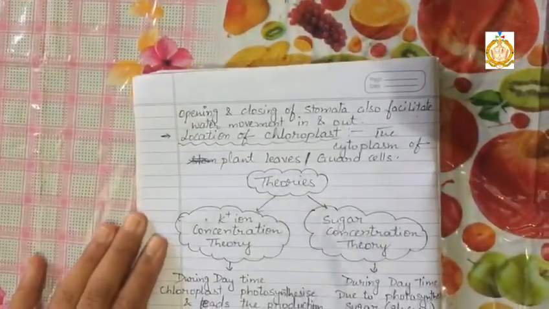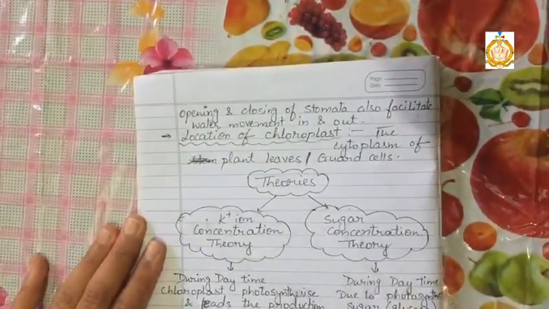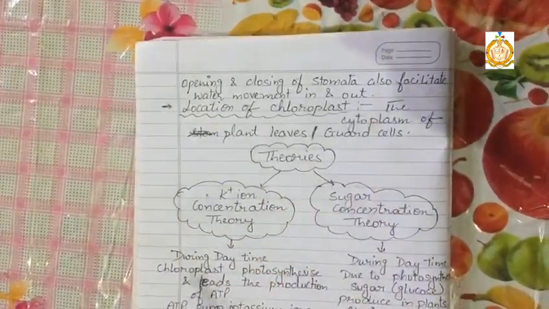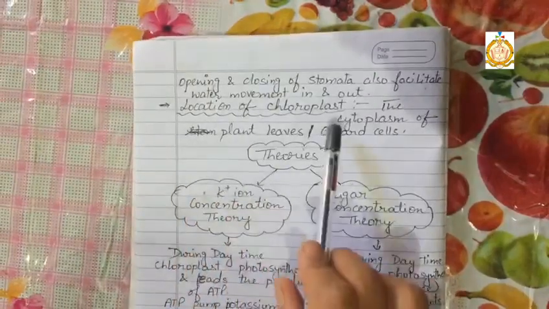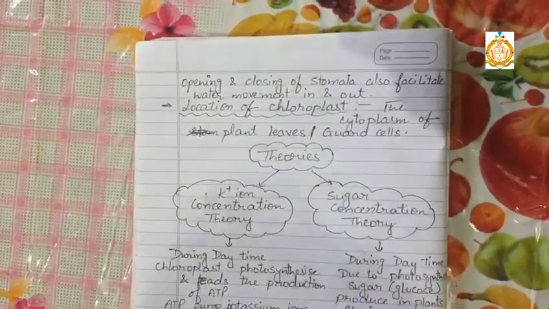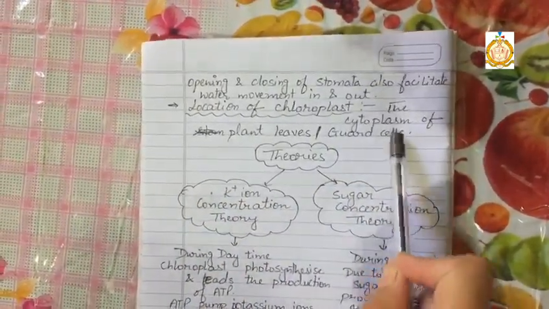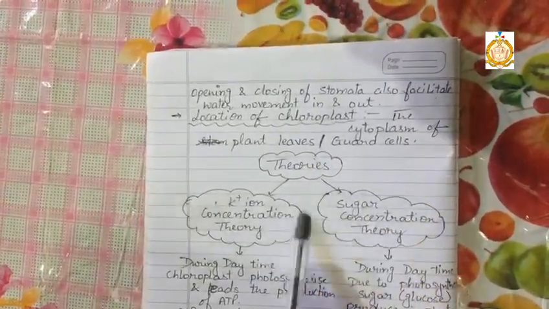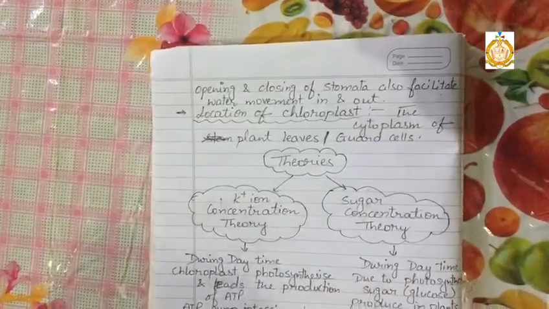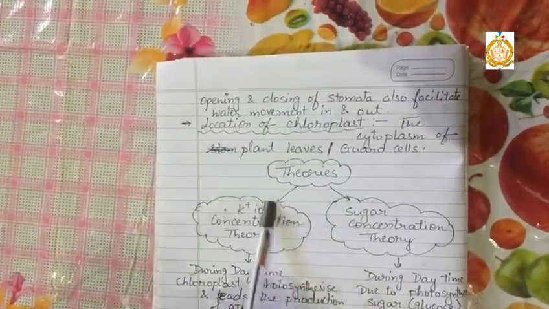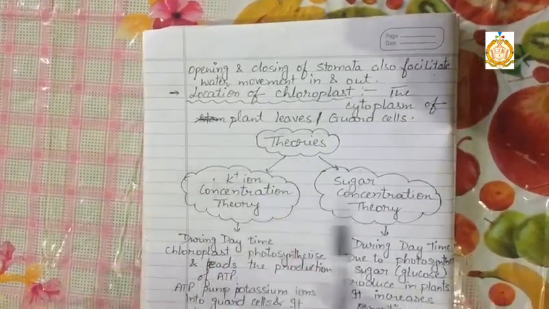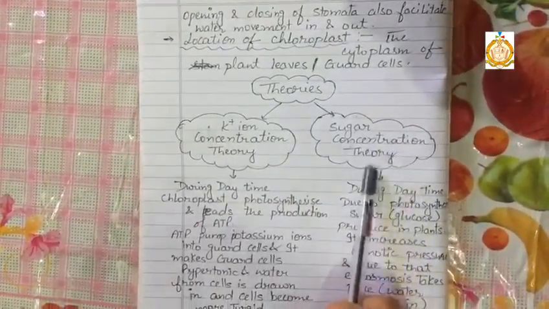Next, the opening and closing of stomata also facilitates the water movement in and out. In the last chapter we have already discussed this. The second thing is the location of chloroplast. Chloroplast is present in the cytoplasm of plant leaves, as well as in the guard cells. And on the basis of this opening and closing of stomata, there are two theories. The first is known as the potassium ion concentration theory, and the second one is the sugar concentration theory.